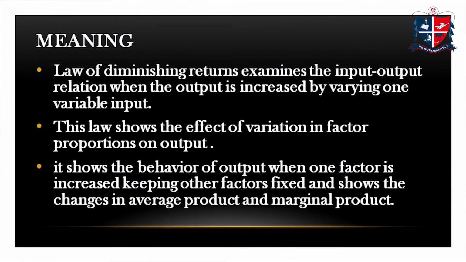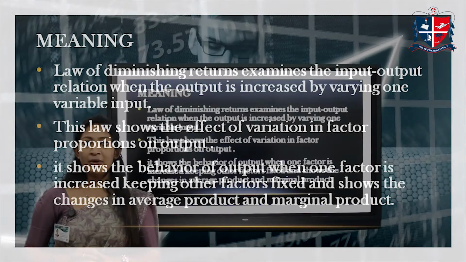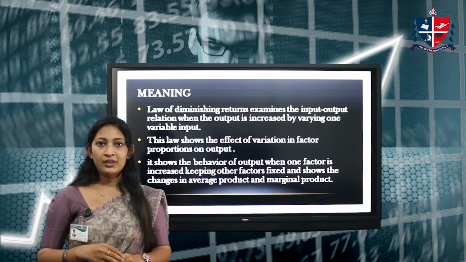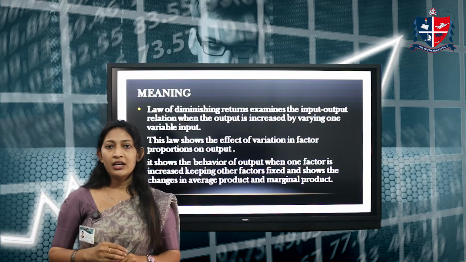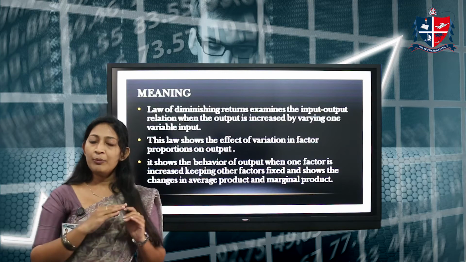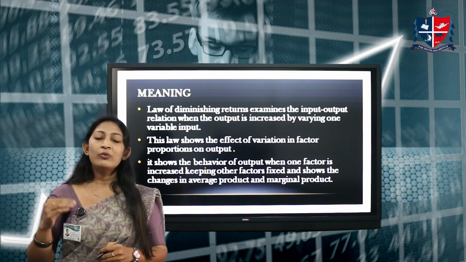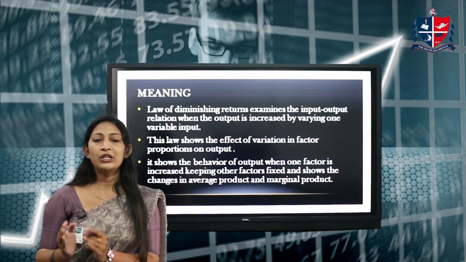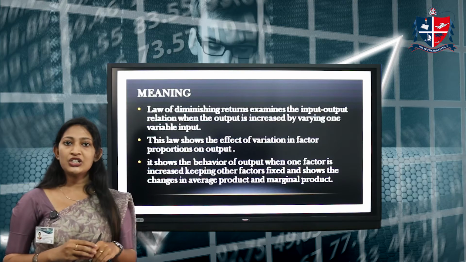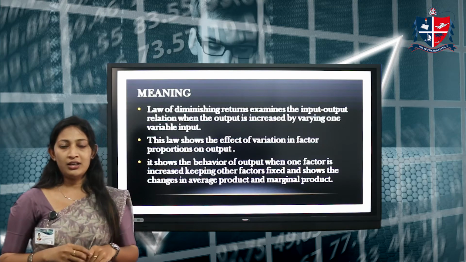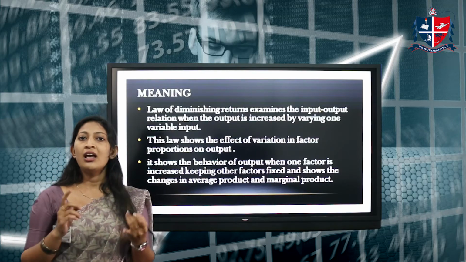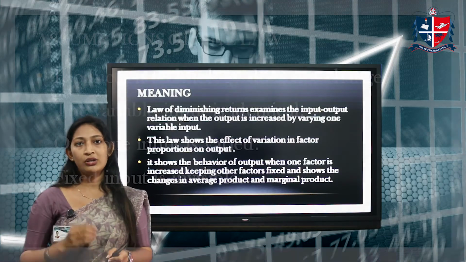The law of diminishing returns examines the input-output relationship when the output is increased by varying one variable input. As per the law of diminishing returns, if the quantity of variable input is increased continuously, keeping all other inputs constant, then the output will increase in the first stage, but after a particular stage it will decline. It shows the effect of variation in factor proportion on output, so it is called the law of variable proportions. It also shows the changes in average product, marginal product, and total product.